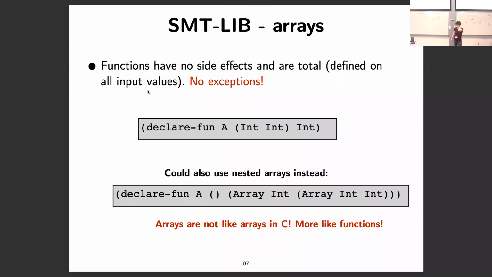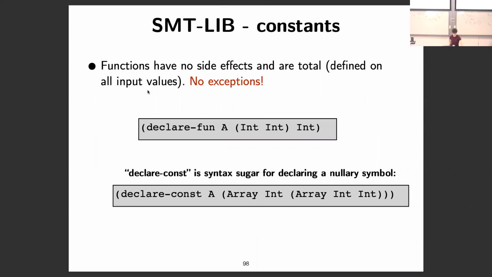I could use nested arrays instead, but this is really gross. Arrays aren't like arrays in C, they're more like functions. So I'm going to have to start putting constraints on, and it's gross. I'd much rather write this with an uninterpreted function. Also, when you start using arrays, selecting and storing are functions, there isn't a nice syntax for it. Oh yeah, if I was using arrays, I could use declare-const, which is just sugar for it being nullary.